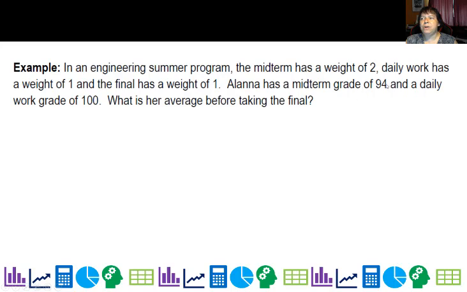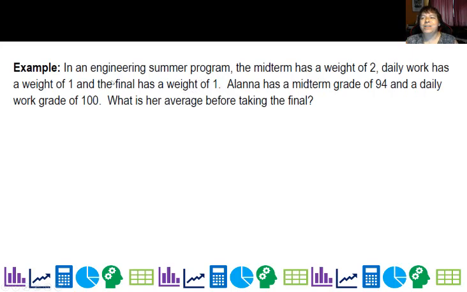And so far, her midterm grade is 94, and she has a daily work grade of 100, all right? So what's her average before taking the final? Well, if I added in the weight for the final, that's not really fair because that's almost like giving her a 0 on the final right off.